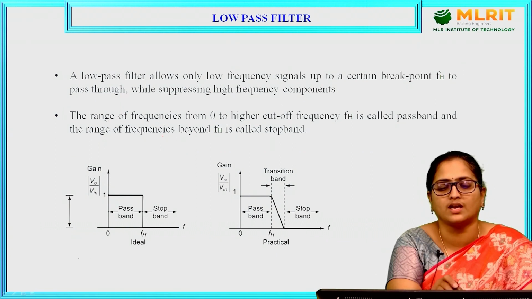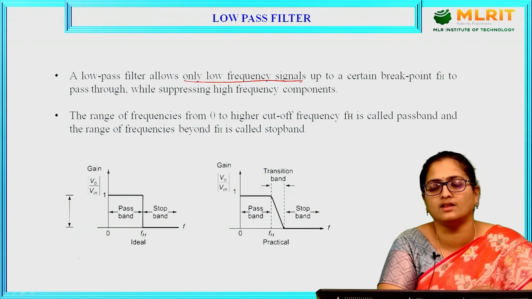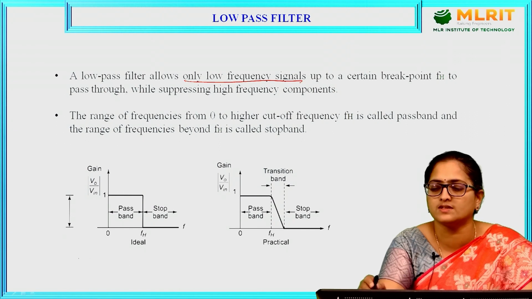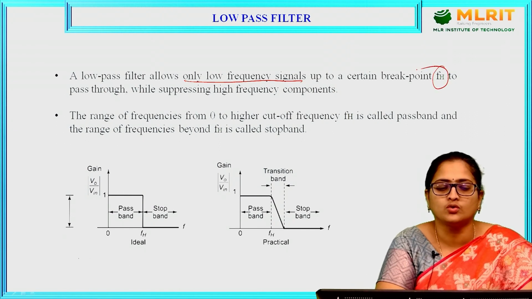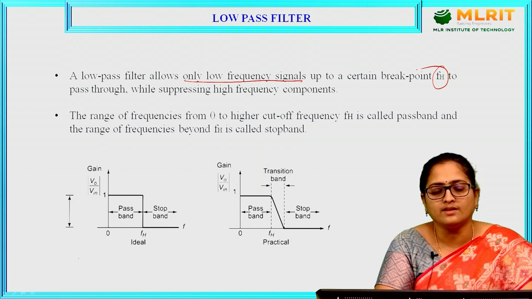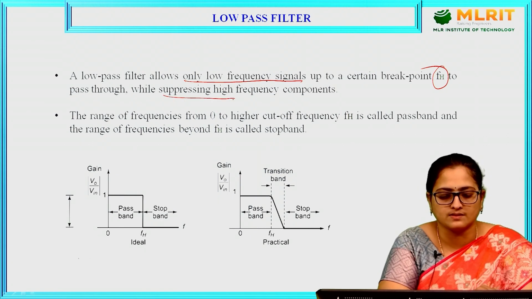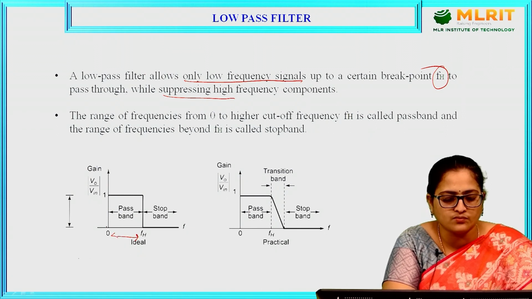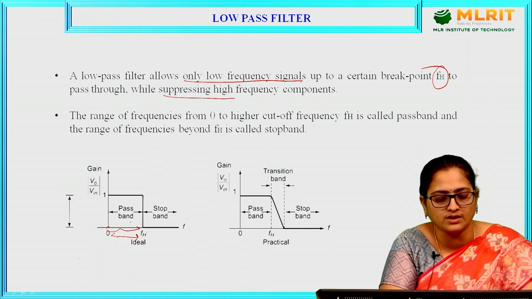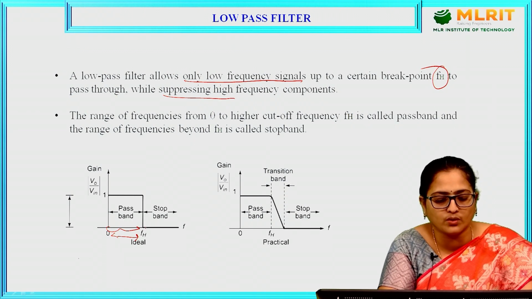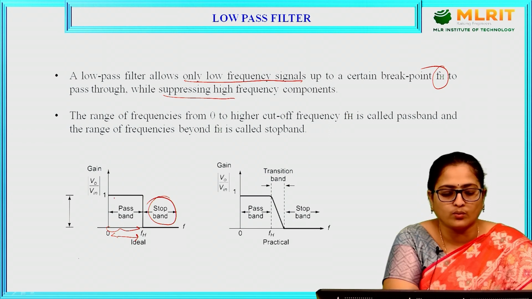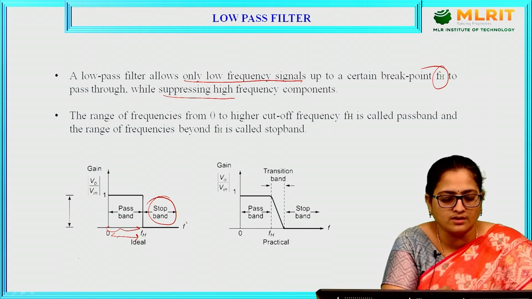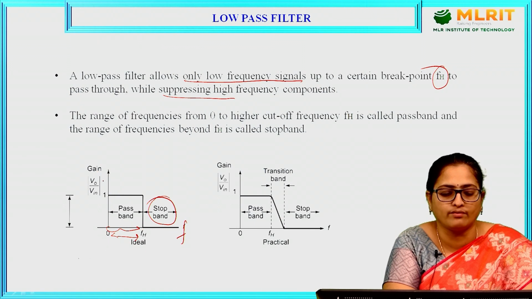The first one is the low pass filter. The low pass filter allows only low frequency signals up to a certain break point, which is a cutoff frequency called FH, to pass through it, while the remaining frequencies will be suppressed. If you observe the ideal characteristics, from 0 to FH this frequency band is allowed by the filter, and the frequency band above FH is a stop band. This frequency response is drawn between the frequency and the gain of a filter.